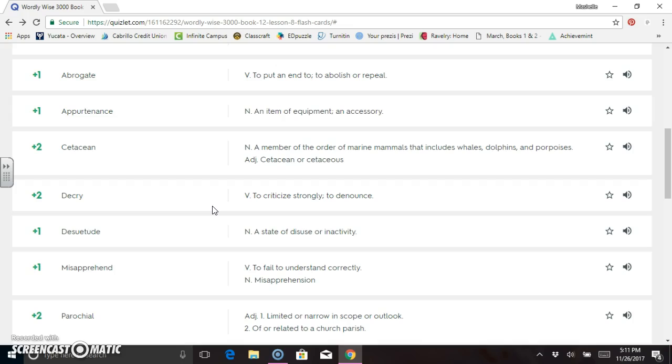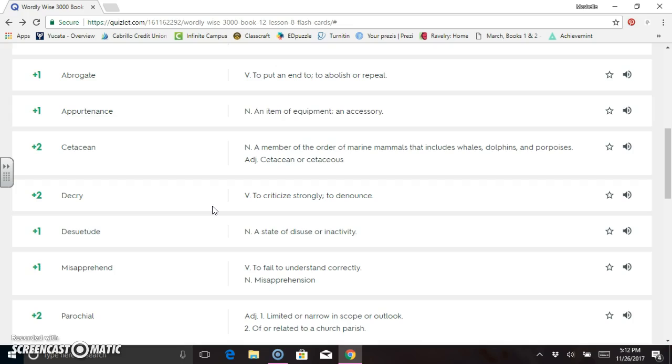Destitute is a noun, a state of disuse or inactivity. This is the idea that you stopped using something and you stopped playing with something or stopped completing activities with it because it's in a state of disuse. So it either no longer works or you're no longer interested.